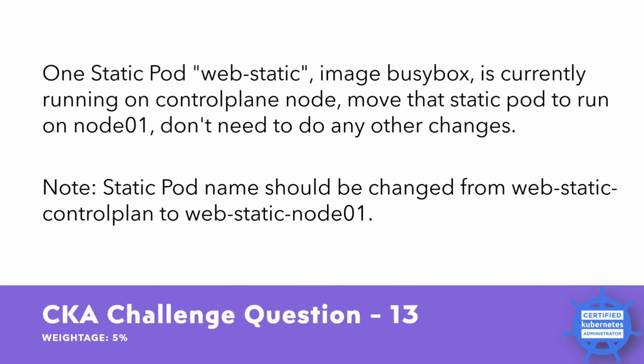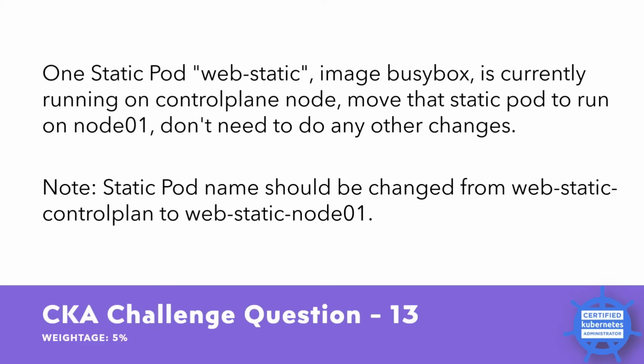CKA Challenge Question 13, having the weightage of 5%. One static pod, web-static, image busybox, is currently running on the control plane node. Move that static pod to run on node01. Don't need to do any other changes. Note: the static pod name should be changed from web-static-controlplane to web-static-node01.